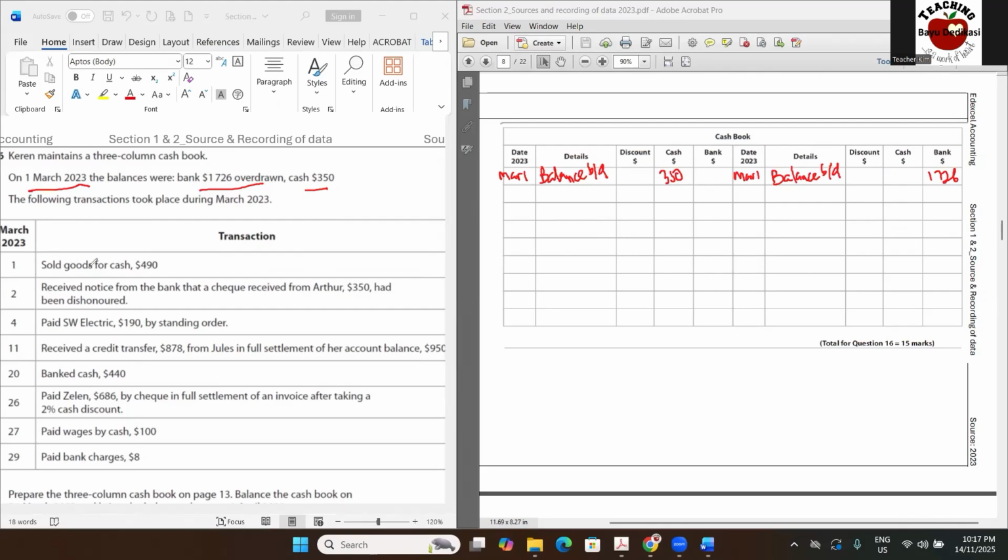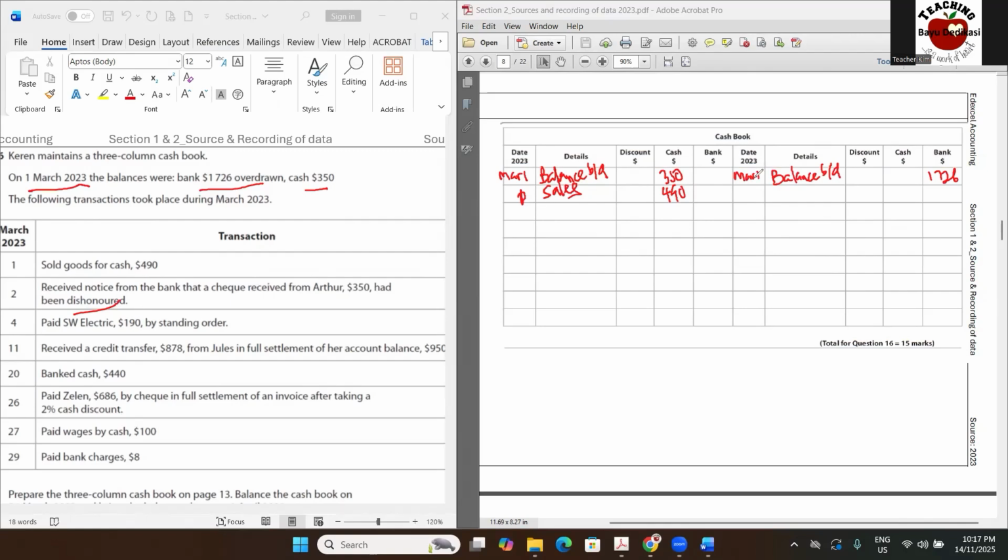March 1st, sold goods for cash. When you sold goods, that means you receive money. So this is first sales. Sold goods is a sales, in the cash column, 490. Receive notice from the bank that a check received from Undo, 350, has been dishonored. Dishonored, when you receive, you debit.